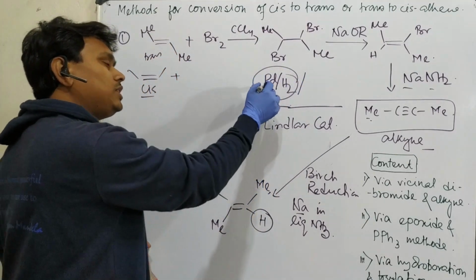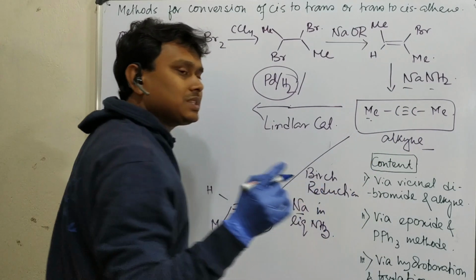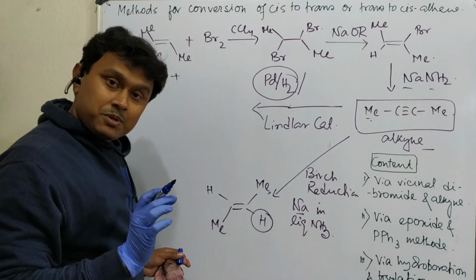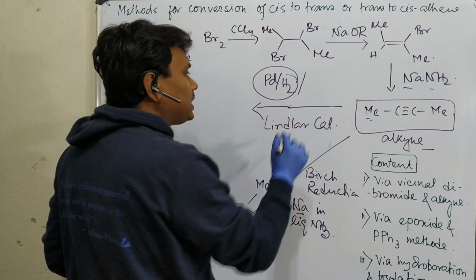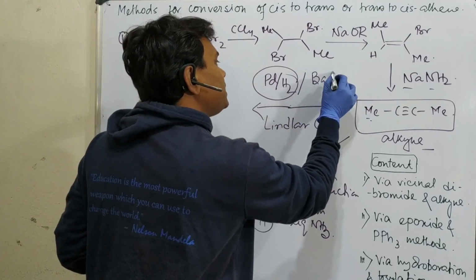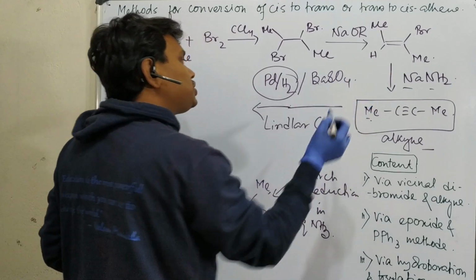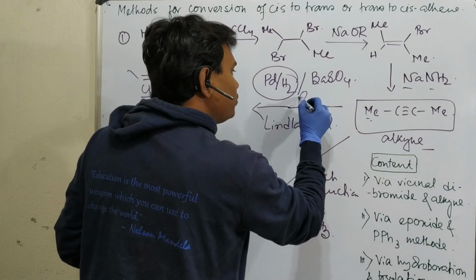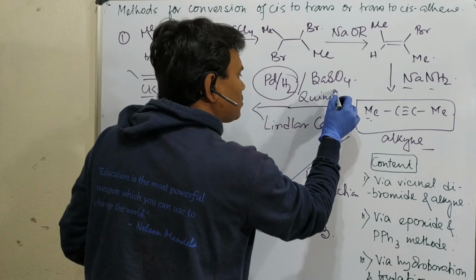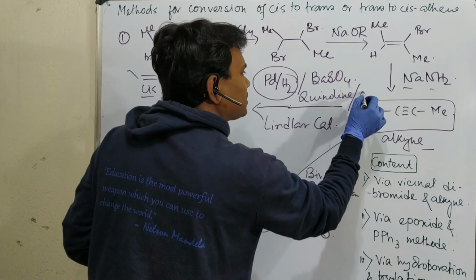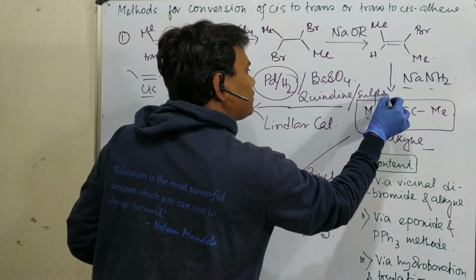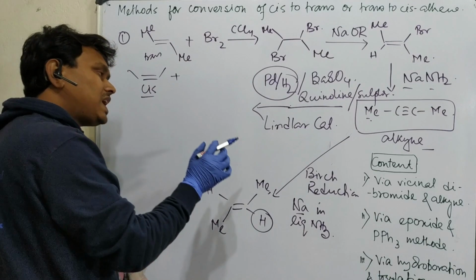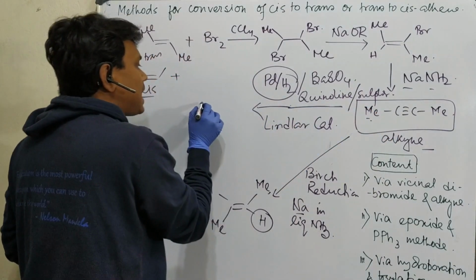But if we use only palladium and hydrogen, this will ultimately result in alkane preparation. But we need to stop it at the alkene intermediate stage. For that, first we need barium sulfate or calcium carbonate, which increases the surface area, and second we need quinoline or sulfur as a catalyst poison. This quinoline acts as a catalyst poison such that the reduction stops at the alkene phase.